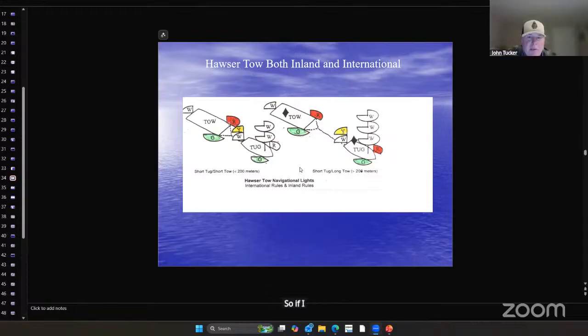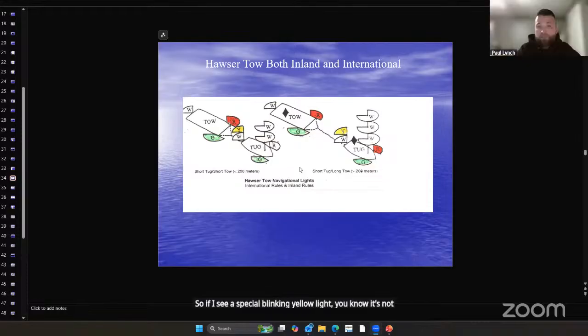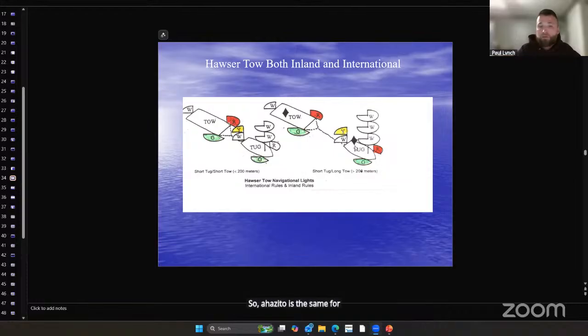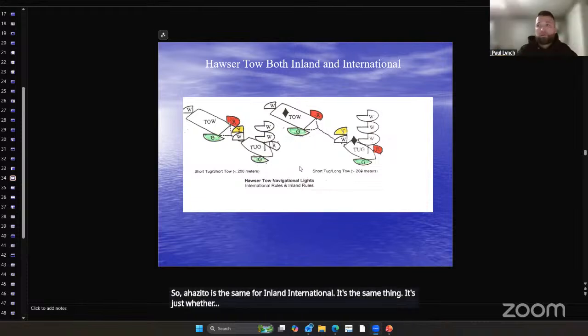So if I see a special blinking yellow light, you know it's not one of these tows. A flashing yellow light, you're only going to see it in inland waters only. So a hawser tow is the same for inland and international. It's just whether or not the length of the tow exceeds more than 200 meters in length.